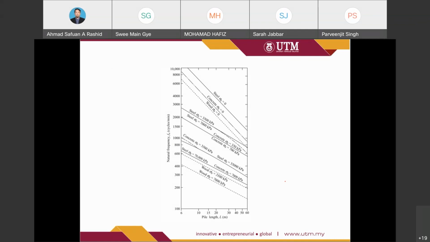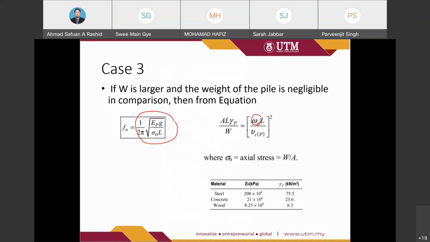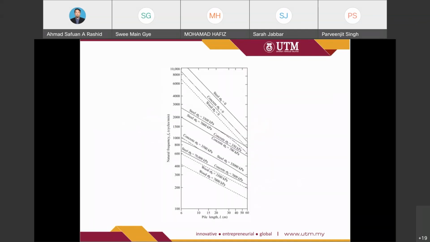So either we can calculate by using the equation, or we can just refer to these diagrams, but it depends on the type of material that the pile is made of, either steel, concrete, or wood.